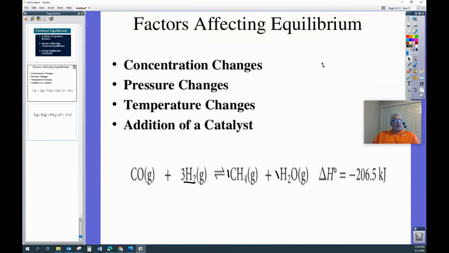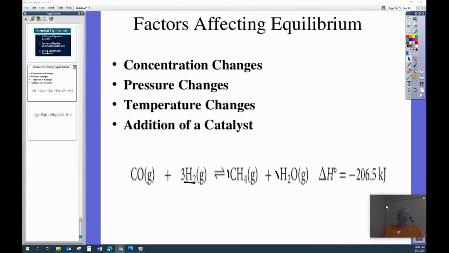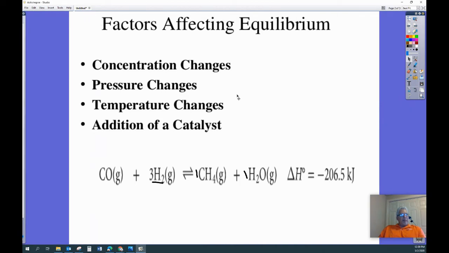Hello, today I'm going to talk about factors that will affect the chemical equilibrium. And before we start analyzing every single factor, we have to remember the Le Chatelier principle. What does the Le Chatelier principle state?